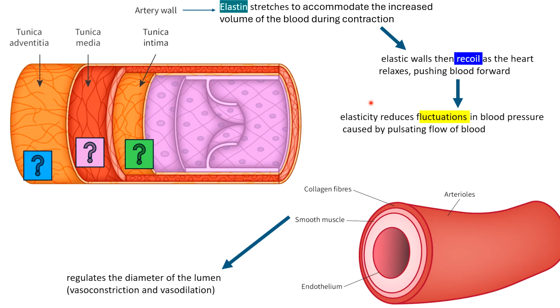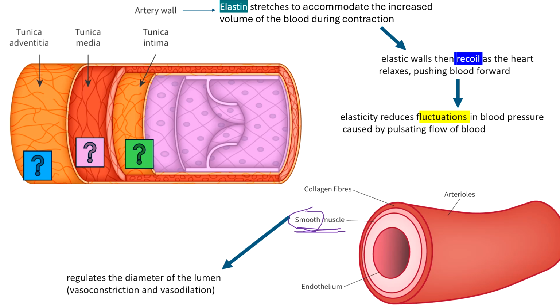Very important. Now this elasticity reduces fluctuations in blood pressure, so it's going to maintain a relatively stable blood pressure. Okay, so the artery doesn't burst. Now smooth muscle, I'm going to underline it here. Smooth muscle, so the muscle found in your blood vessels. Okay, skeletal muscle would be the muscles found attached to your bones. Okay, so the biceps, the triceps, the muscles on your arm and your legs.